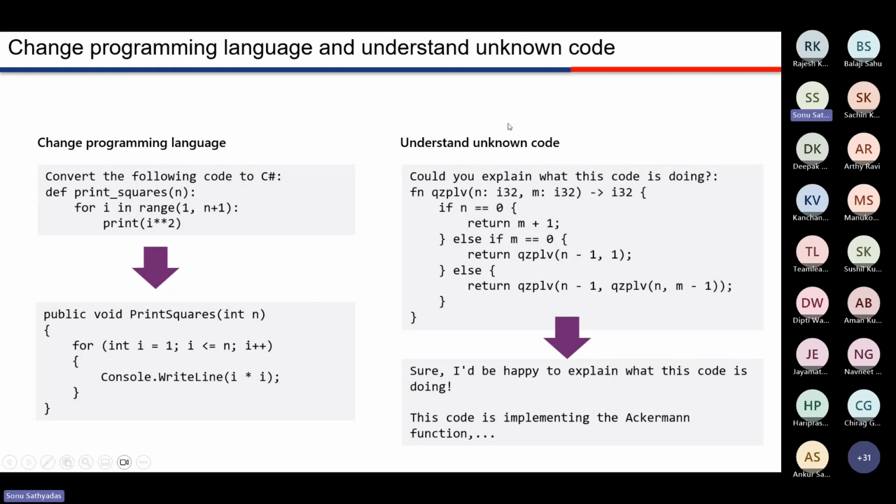It is also possible to understand unknown code, meaning you can tell the model to explain the code. I have shown you an example of how it works. You have a function copied from the internet, but you don't know how it is working. You can pass the code to the model and ask it to explain this. It will explain that function.